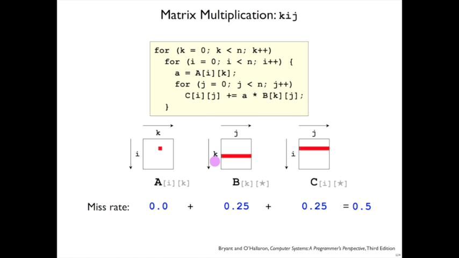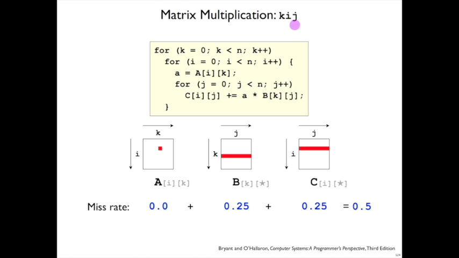Meanwhile, since j is varying, that means we're walking across horizontally in B, and it also means we're walking across horizontally in C. And this is good news. This is actually an improvement compared to our previous strategy. We now have 0 misses for A, a 25% miss rate for B, and a 25% miss rate for C, which is a miss rate of just 50% compared to 1.25 misses per iteration before. So we found something that's better.